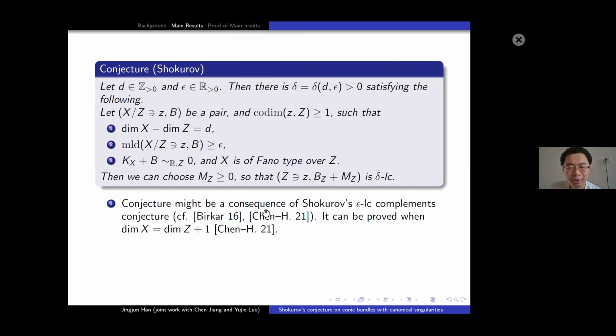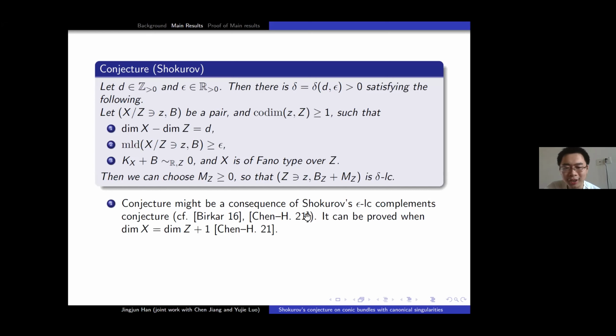And so there are two more remarks. The first remark is that the Shokurov conjecture might be a consequence of another conjecture of Shokurov, the so-called Shokurov epsilon-log canonical complements conjecture. You can find the statement maybe in Birkar's PhD thesis, or in my joint work with Guodu Chen this year.